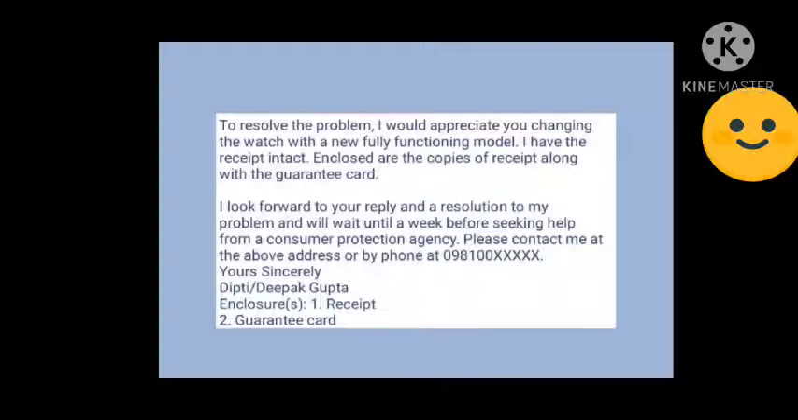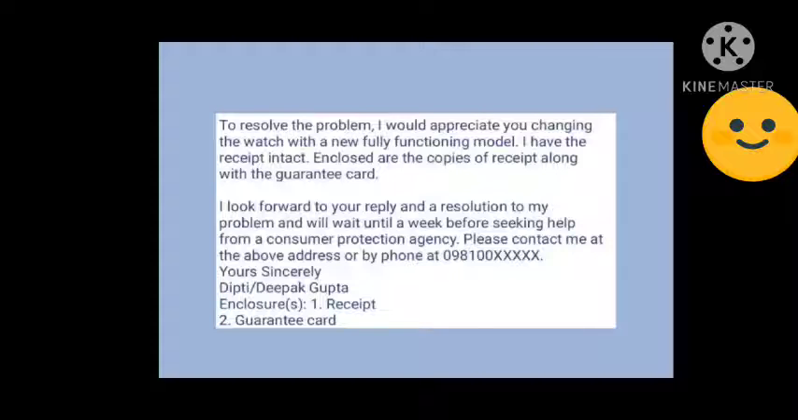If you don't take proper care within the stipulated time, that means 1 week, I will have to complain against you or file a complaint in the consumer protection agency. Please contact me at the above address. Already you have given your address at the beginning, that is from address, or by phone. If possible, give your phone number also.